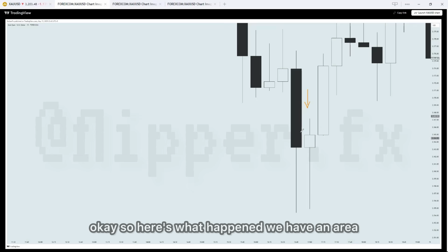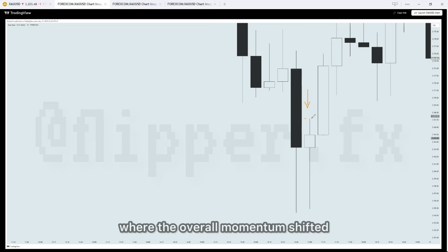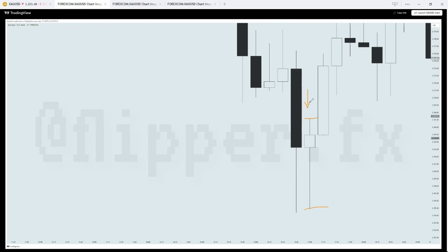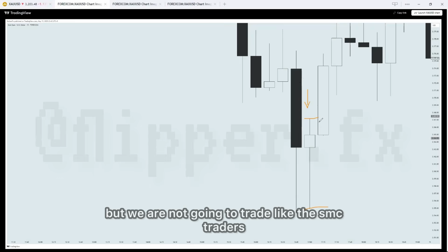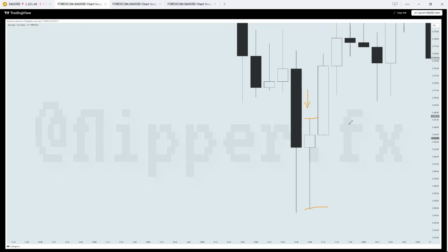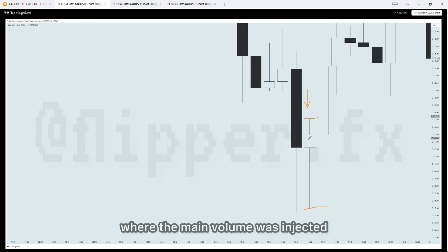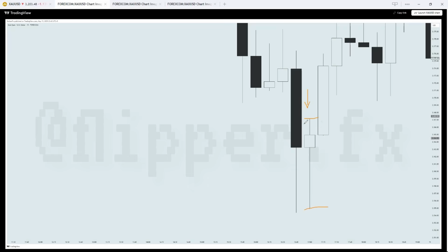So here's what happened. We have an area, and this is the candle that's actually a momentum candle, the point where the overall momentum shifted. So this is the area where we will look for the trade to buy. But we are not going to trade like other SMC traders. This is the candle where the main volume was injected, the main buy volume.